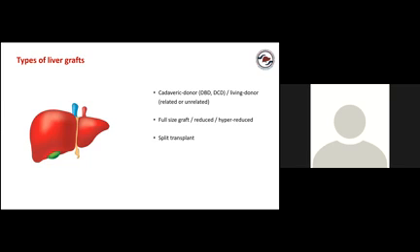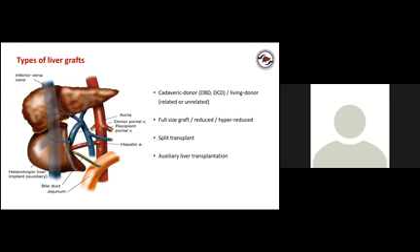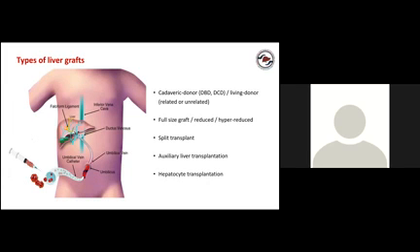It could be a full-size graft, reduced graft, or hyper-reduced graft. I'm not going into surgical details. Or a graft may be split into two, especially in a cadaveric scenario, to meet the requirements of two recipients sometimes. Auxiliary liver transplantation is again a novel modality of liver transplantation. Just to mention, you can have your own liver with the disease as well as the new liver. This is entertained especially in acute liver failure and metabolic scenarios. And hepatocyte transplantation is again a novel modality being investigated.